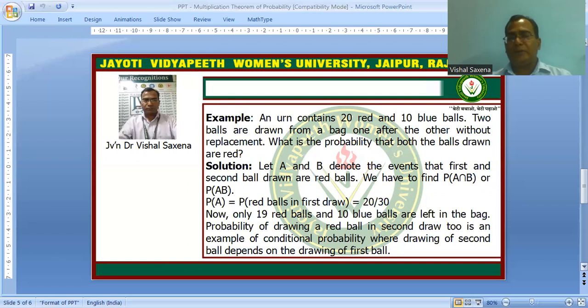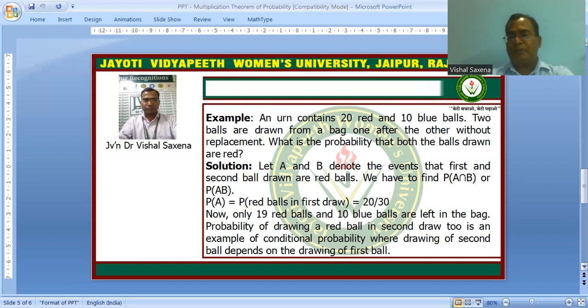So in this example, we see what the statement is. An urn contains 20 red balls and 10 blue balls. Now two balls are drawn from the bag, one after the other, without replacement. It means first one ball is drawn from this bag, and after this, without replacing the first ball, the second ball is withdrawn from this urn, and the urn contains 20 red balls and 10 blue balls. So in this question, what is the probability that both the balls drawn are red?